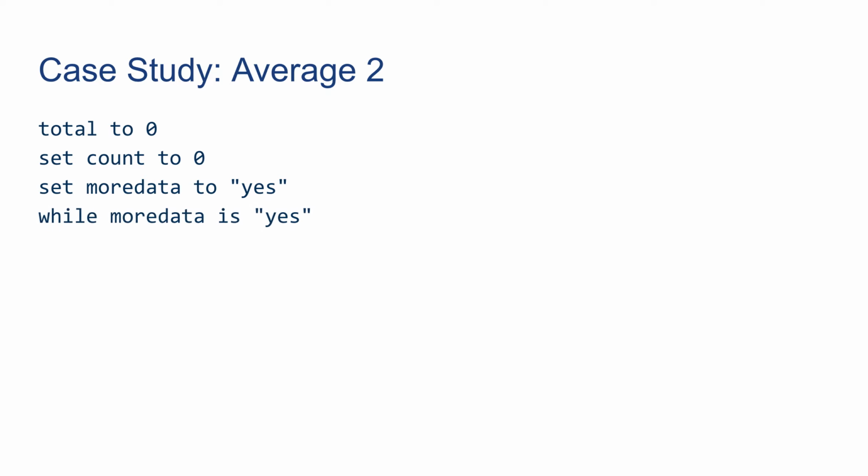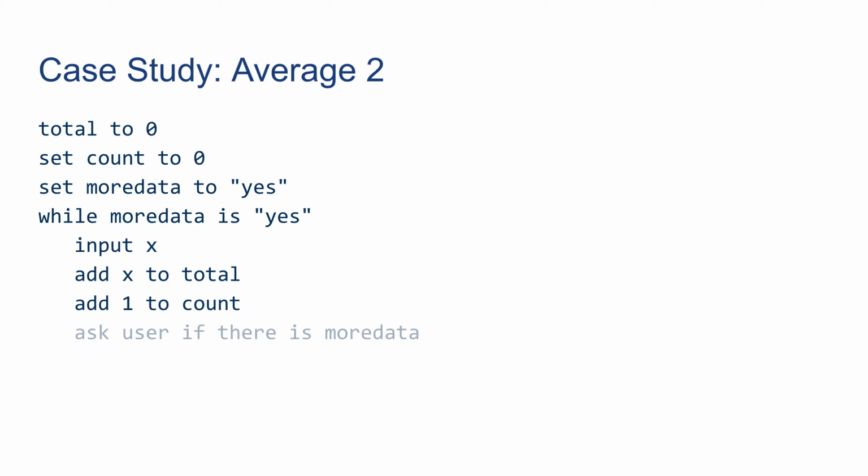All right, so let's go back to our average example. We're going to use interactive loops to rewrite our average program. First we're going to set total to 0. Then we're going to set count to 0. And we're going to set more data to yes, so as to go through the while loop at least one time. In the while loop, we're going to ask for the value x, then add x to the total, then add 1 to count, and then ask the user if there's more data.